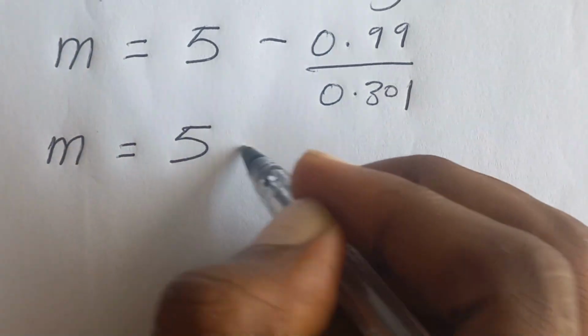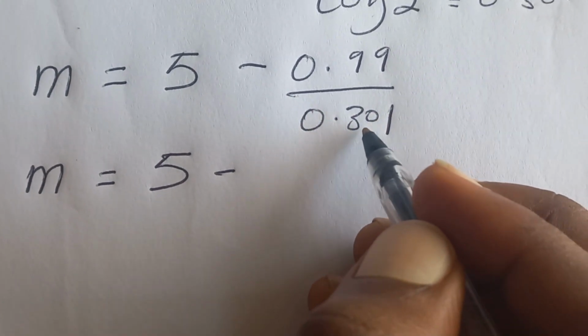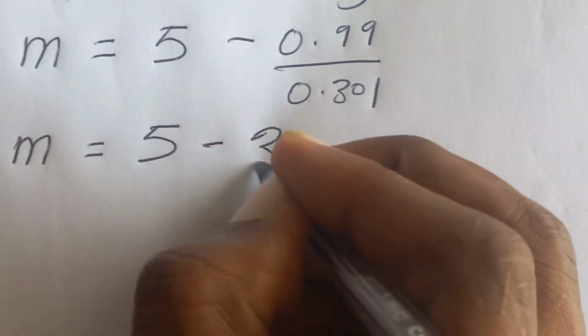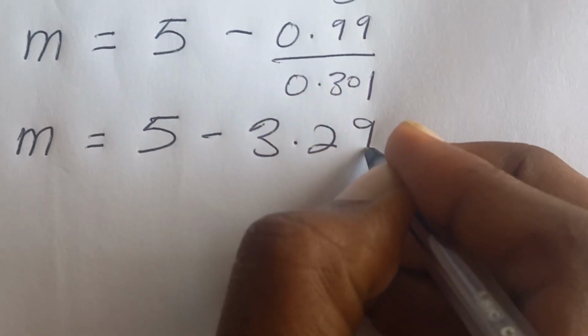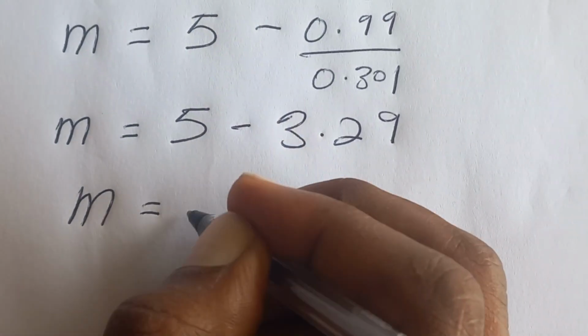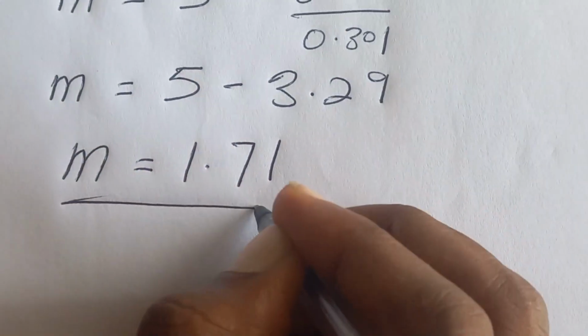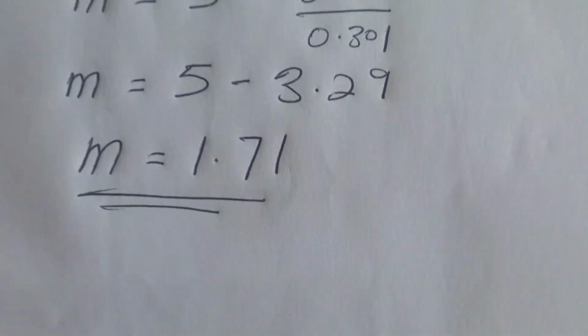Now 0.99 divided by 0.301 is 3.29. So our m is equal to 1.71. So this was our final answer for m.